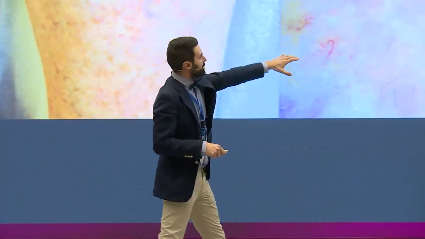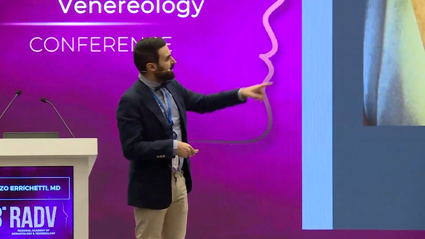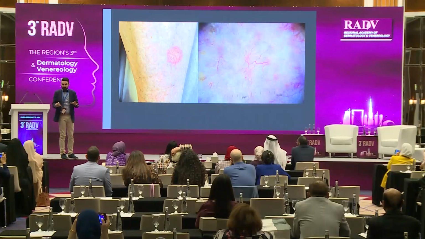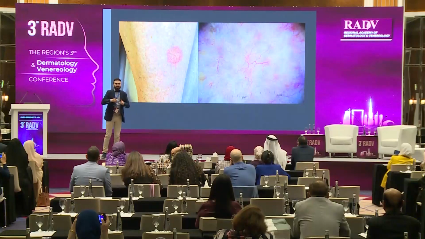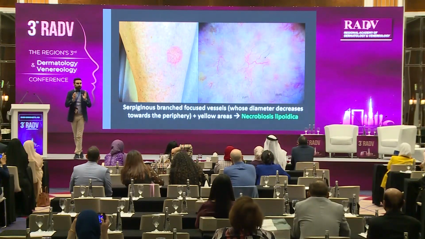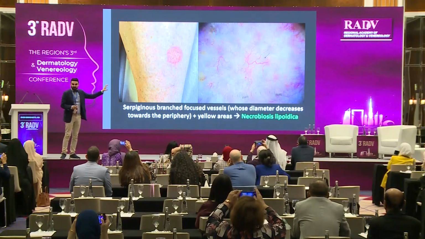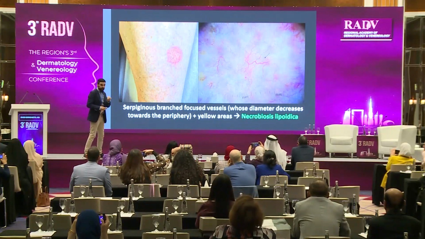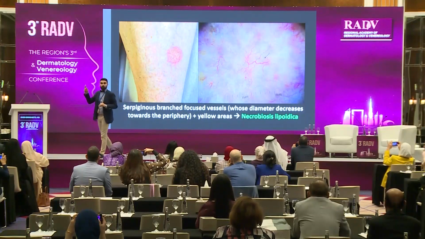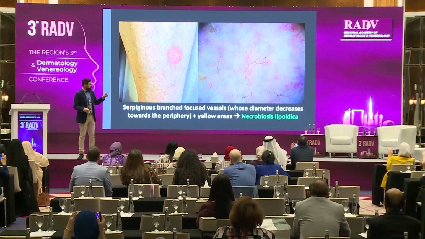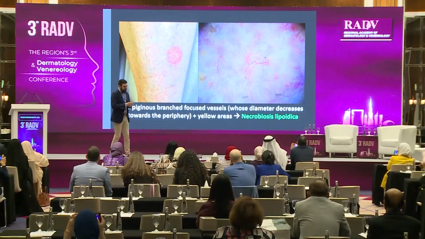For example, here we have this patch and this dermoscopic image. Of course, we have some orange areas, okay? So it could be a granulomatous condition, okay? But we have this very nice vascular pattern, typified by these serpiginous branched vessels, okay? This is necrobiosis lipoidica. This vascular pattern is typical of necrobiosis lipoidica, and it's not usually seen in other granulomatous conditions, okay?